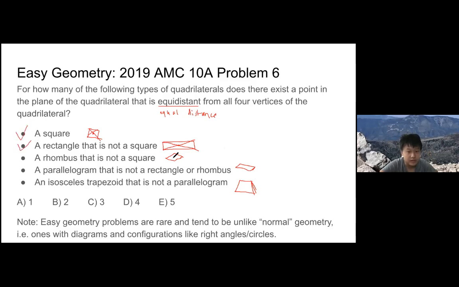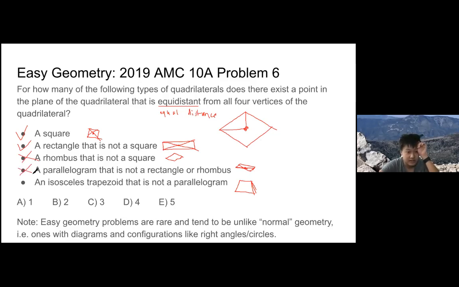Now, what about a rhombus? A rhombus is a shape with all four sides equal in length. Let me draw the rhombus bigger here. So a rhombus also has a center, but the problem is these two distances aren't the same. So it's not equidistant from all four vertices. That does not work. Likewise, a parallelogram suffers the same problem. A parallelogram has a center as well, but the center is not equidistant from all four vertices.